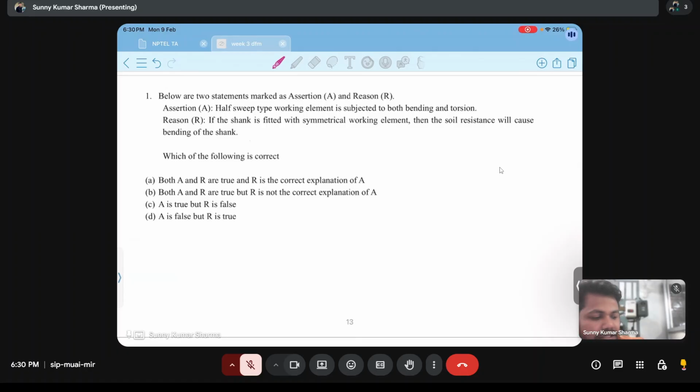There is assertion and reason. The assertion is: half sweep type working element is subjected to both bending and torsion. And the reason is: if the shank is fitted with symmetrical working element, then soil resistance will cause bending of the shank.